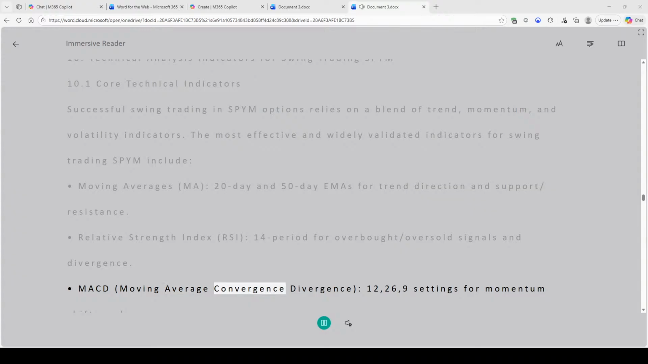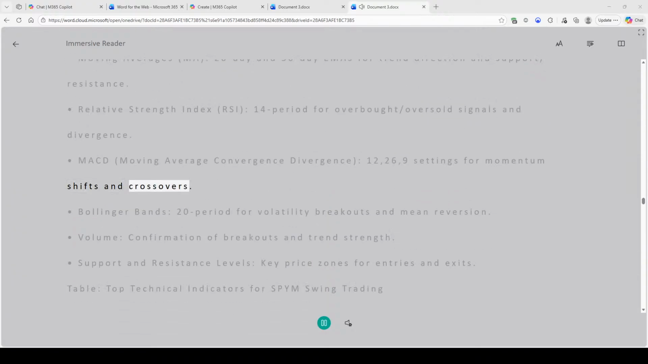MACD, Moving Average Convergence Divergence, 12, 26, 9 settings for momentum shifts and crossovers. Bollinger Bands, 20 period for volatility breakouts and mean reversion. Volume, confirmation of breakouts and trend strength. Support and resistance levels, key price zones for entries and exits. Table, top technical indicators for SPYM swing trading.